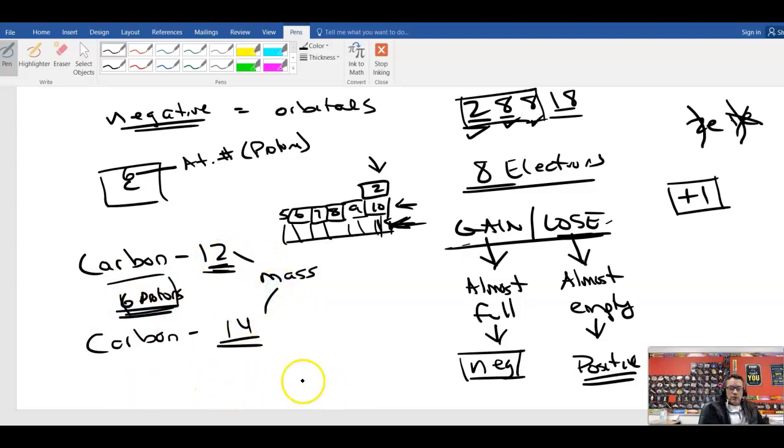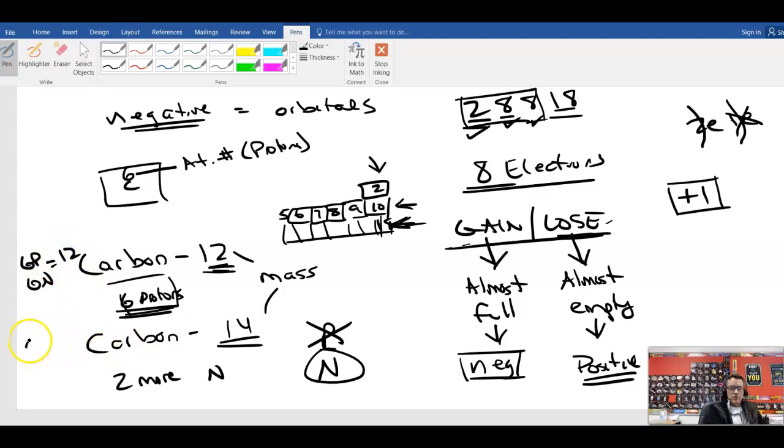Well, the only things that have mass are protons and neutrons. Well, we've already indicated that they have the same number of protons, so it can't be the protons that's causing them to weigh anything different. So that leaves the neutrons as being the only thing left. So the idea is that carbon-14 would have 2 more neutrons than carbon-12. Okay, so carbon-12 would be 6 protons and 6 neutrons. That adds up to 12. Carbon-14 would be 6 protons and 8 neutrons. That's going to add up to 14.